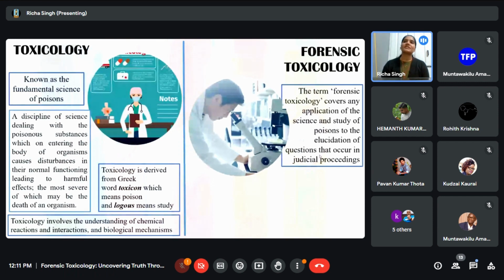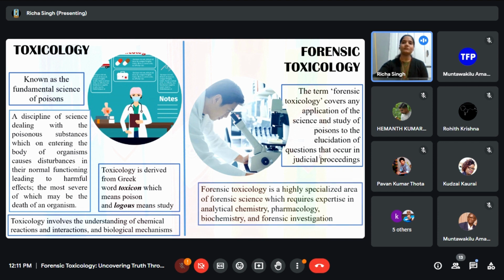Moving forward, what is forensic toxicology? The term forensic toxicology covers any application of the science and study of poison to the elucidation of questions that occur in judicial proceedings. With judicial proceedings, we can understand that it is concerned with the medico-legal aspect of poison analysis. What do we understand by medico and legal? Medico is identifying what exactly led to the poisoning of the person, and legal is for the judicial process, to identify who the exact culprit is, who exactly poisoned the person.